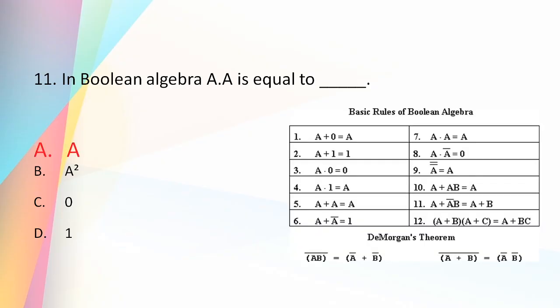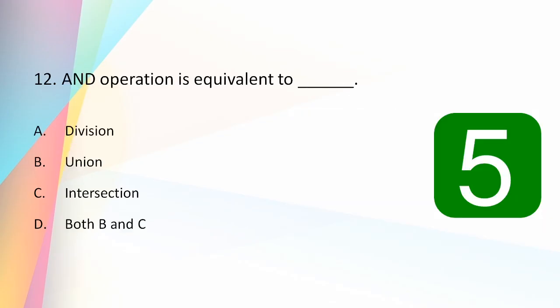And the answer is A. So in Boolean algebra, the dot operation is the AND operation. The output will be a 1 when A is equal to 1, and the output will be a 0 when A is equal to 0. So obviously A dot A is equal to A. AND operation is equivalent to: division, union, intersection, both B and C?